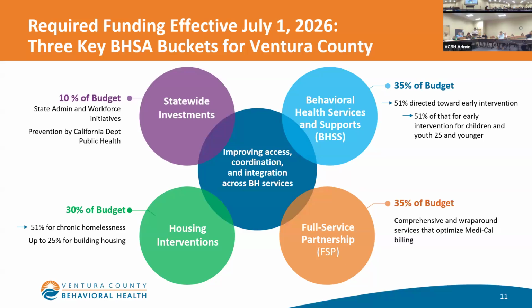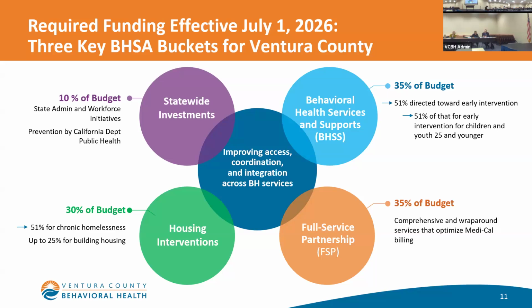35% will go to full service partnerships, or FSP, which are really the more intensive wraparound services for individuals with serious behavioral health needs. And 35% will go to the behavioral health services and supports, or BHSS. So if I can just spend an additional moment on the BHSS category, Michael's going to go into detail on all of these things, but I just want to say something on that, which is under BHSA, the majority of the BHSS funding will be for early intervention services.